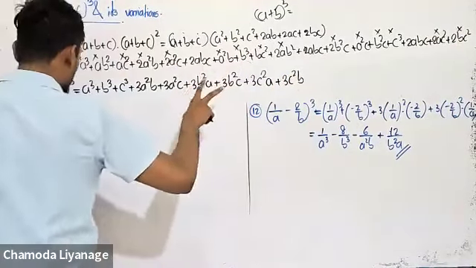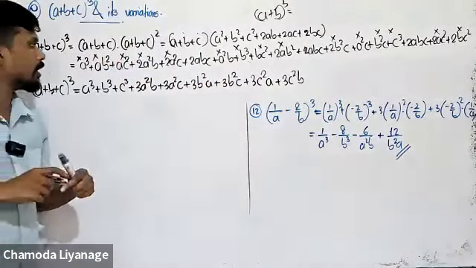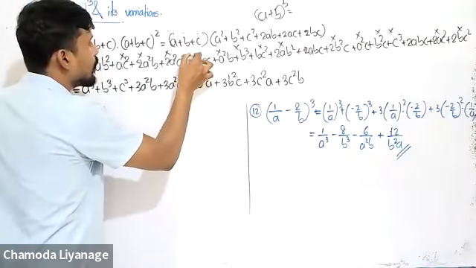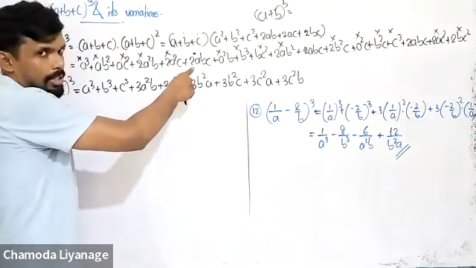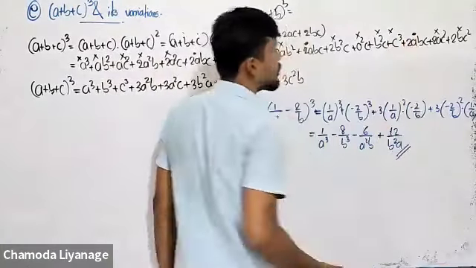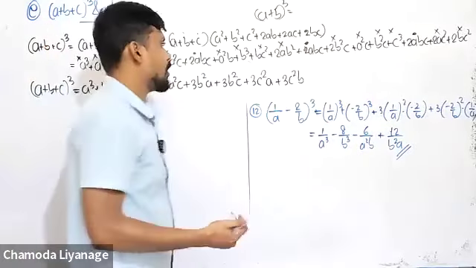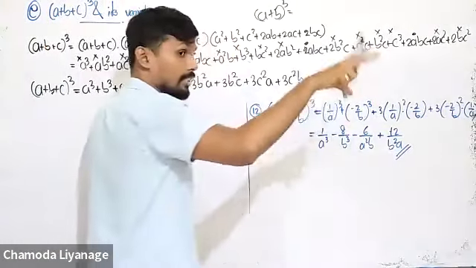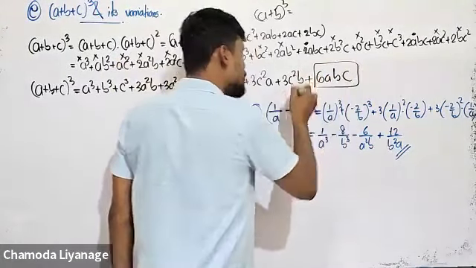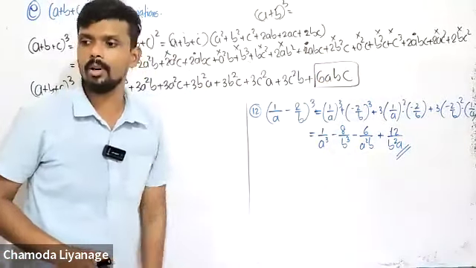Okay, according to the pattern, this should be the expansion. But look here. We haven't considered 2abc, this one, and there is another 2abc, and another 2abc. So there are three 2abc terms. Then additionally there is another term. What is that? 6 times abc. So additionally we have to put that term also.